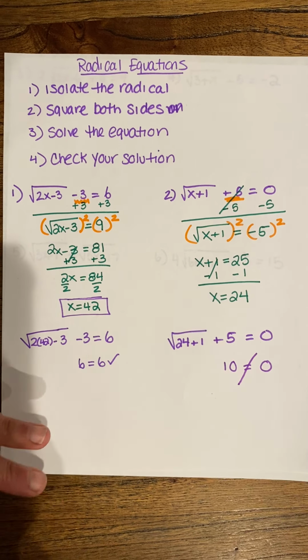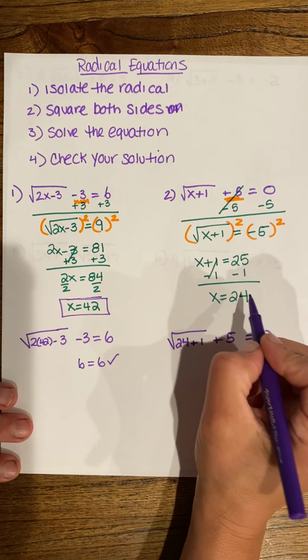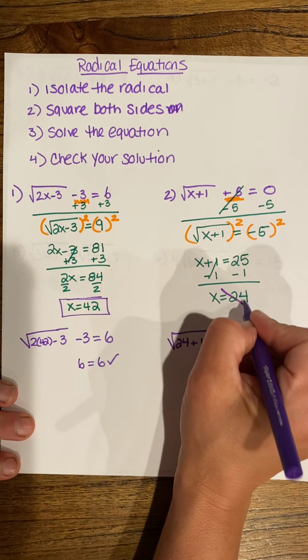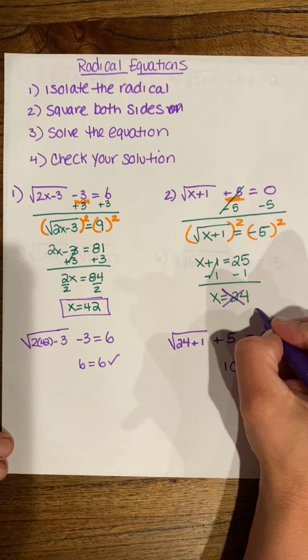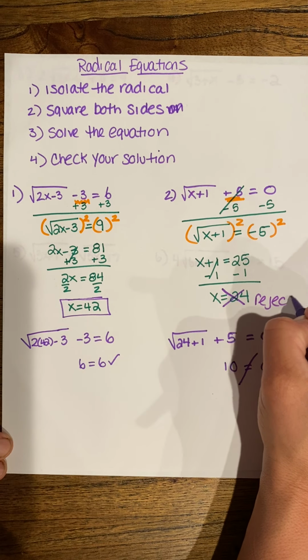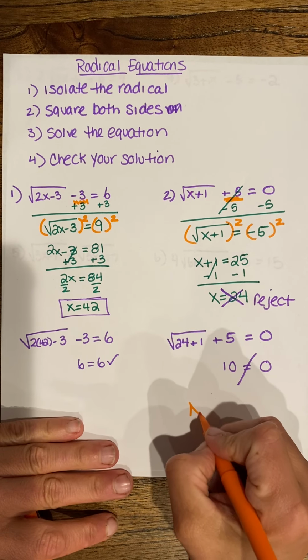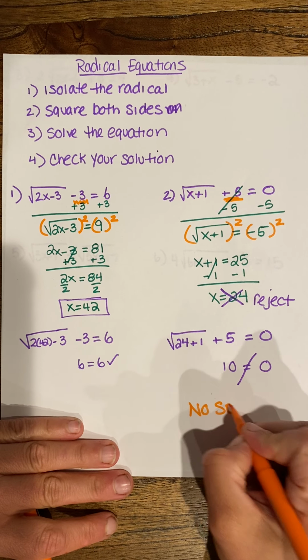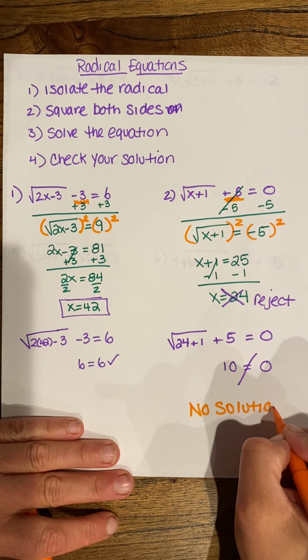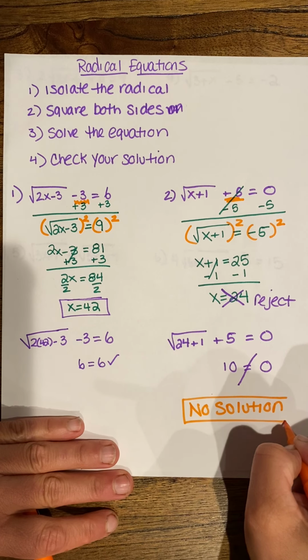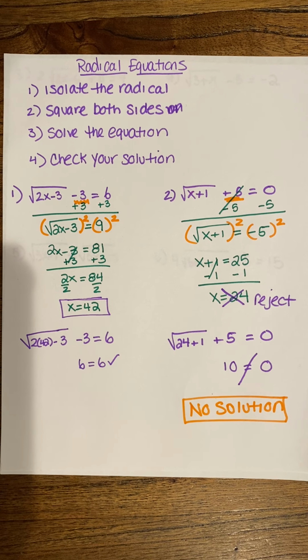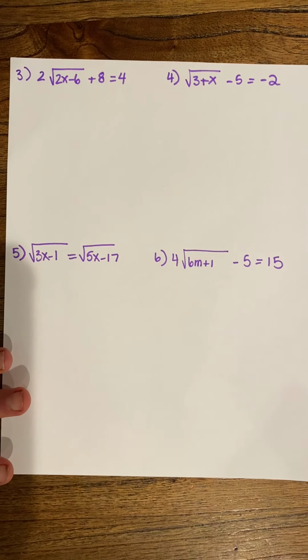Those are not equal to each other, which means this answer up here has to be rejected. Okay, I have to reject this answer. So if I only have one answer and I have to reject it, that means the answer to this equation is no solution. So it is possible that there is actually no solution to an equation. Okay? All right, let's try a couple more.